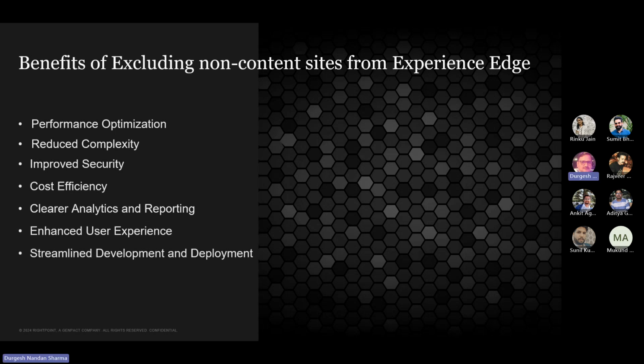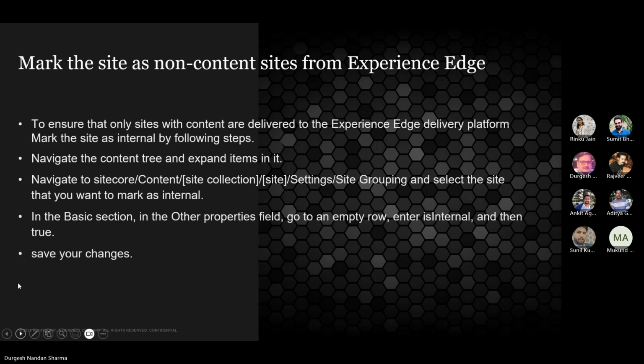Streamlined development and deployment: if we are not focusing on non-content sites, the development and deployment teams can streamline the process, ensuring updates and changes are made efficiently without affecting the non-relevant sites. So how can we mark a site as a non-content site? We navigate to Sitecore content, site collection, site settings, site grouping, and select the site.